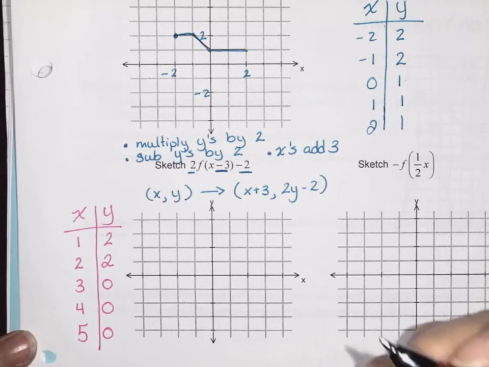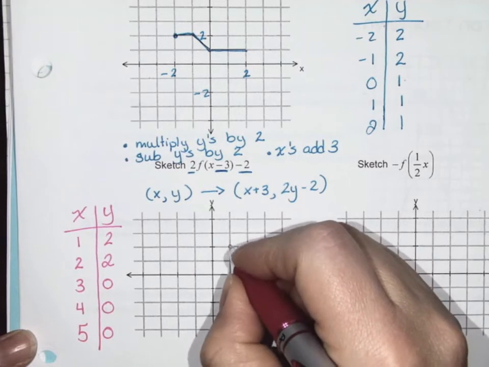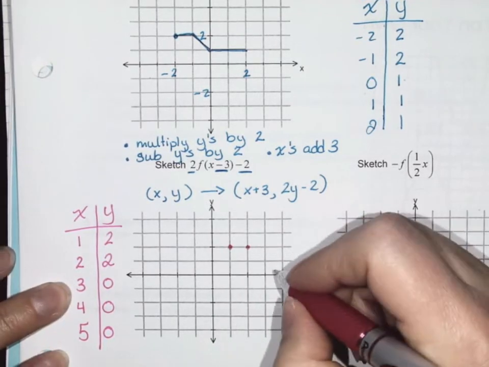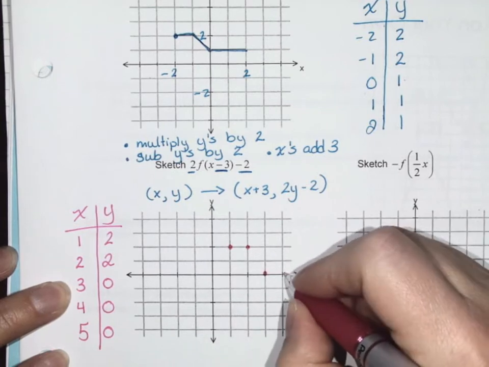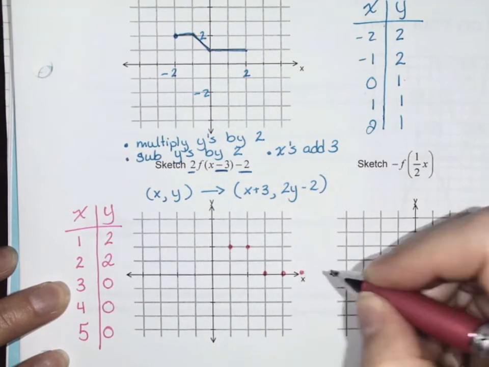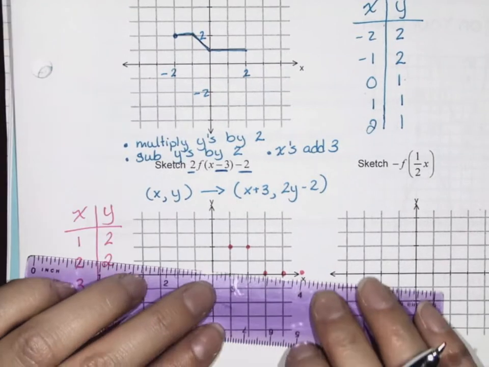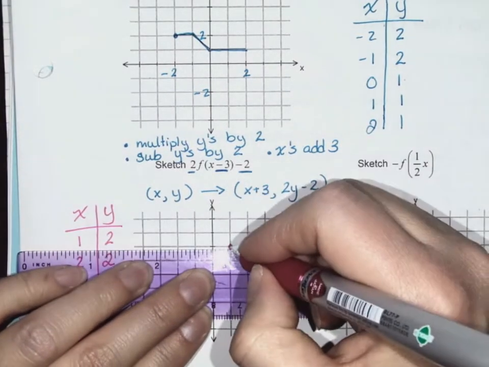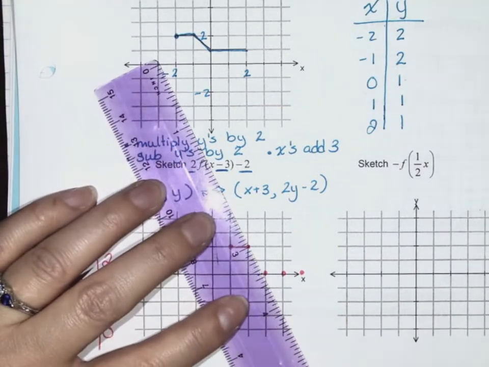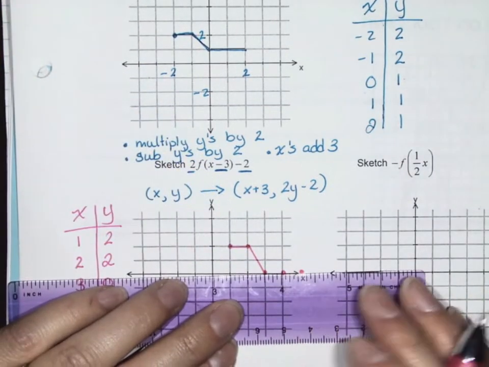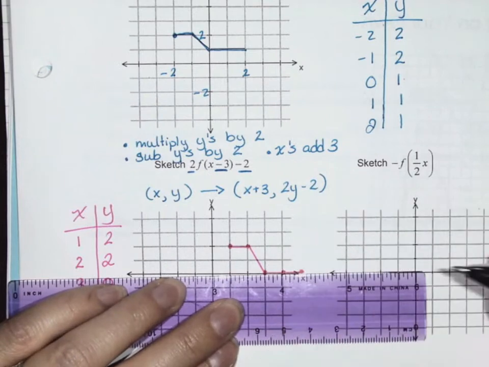So let's plot these points. 1, 2, 2, 2, 3, 0, 4, 0, put 5, 0 out there. I'm going to use my handy dandy ruler. And it should be a similar shape. Any arrows on this graph? No.